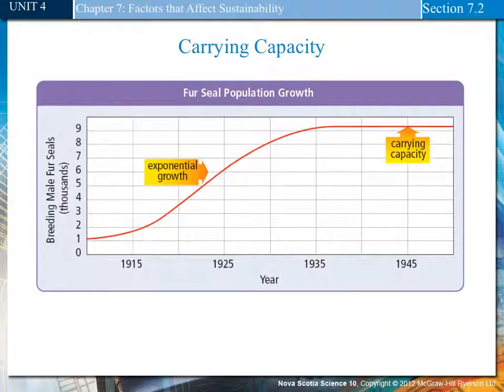So carrying capacity. If we look at the fur seal population, here's our breeding male seal populations in thousands. From about 1920 to 1935, we have exponential growth, or even really 1915. And then we reach our carrying capacity between 1935 and 1940.